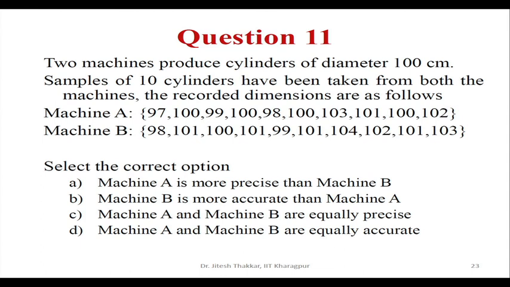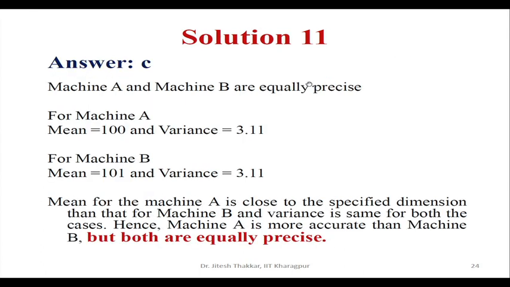Select the correct option. You have 4 options on the screen and you can find out the correct answer. The correct answer is C. Machine A and machine B are equally precise. You are given different types of questions on some key concepts like accuracy and precision, like use of various probability distribution functions, so that you can appreciate the concept more holistically and in line with the knowledge you have built through the video lectures.